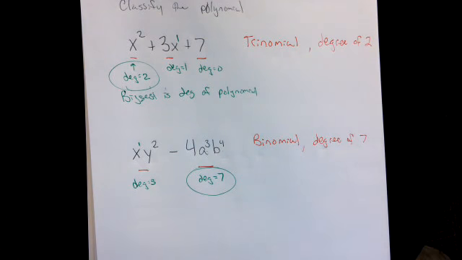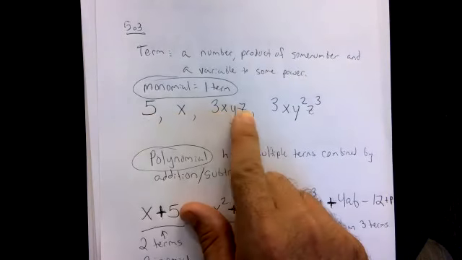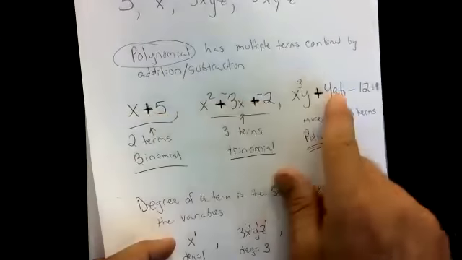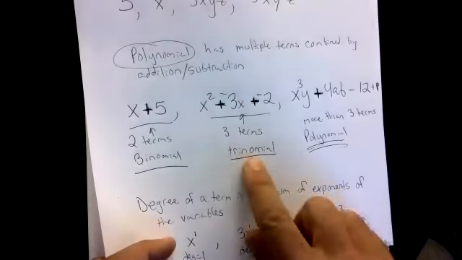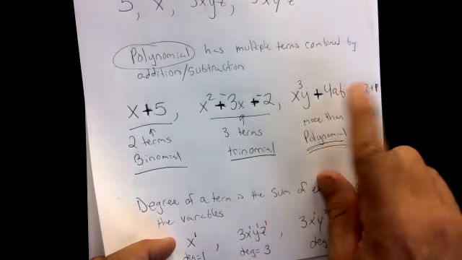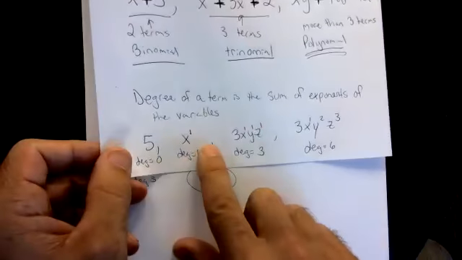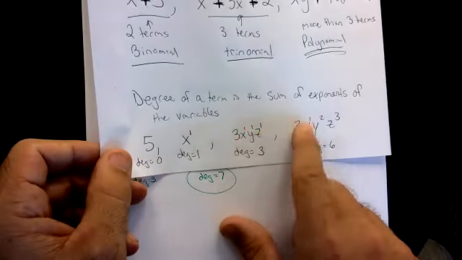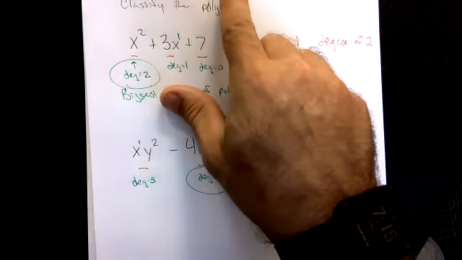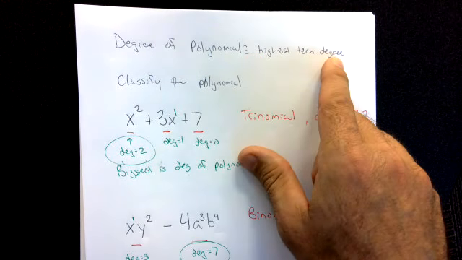Okay, so each number or product of number and variables is a term. When you have multiple terms, that's a polynomial. 3 terms is a trinomial, 2 is a binomial, anything else is just classified as a polynomial. So 4 terms, 5 terms, 6 terms, whatever. Each term can have a degree. It's the sum of the exponents of the variables. And then the whole polynomial can also have a degree, and it's the biggest term degree.